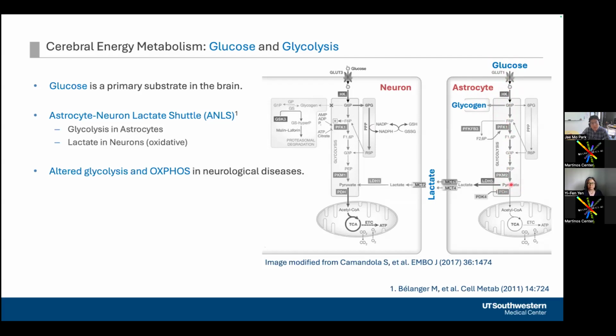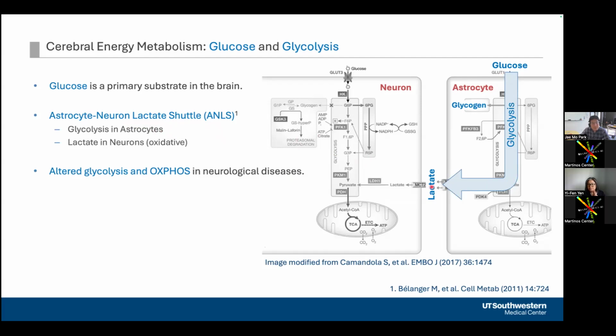Once pyruvate is generated in the astrocyte, instead of going through the mitochondria, which is the more energy-efficient metabolic pathway, it is converted to lactate, and the lactate is released through MCT1 or MCT4. This lactate is transferred to the neuron, which takes up lactate through MCT2 and converts it back to pyruvate. The pyruvate is then further metabolized in the mitochondria, mostly through oxidative phosphorylation in the TCA cycle. This is the dominant metabolic pathway according to the astrocyte-neuron lactate shuttle theory.